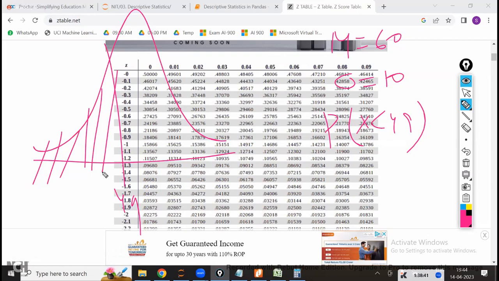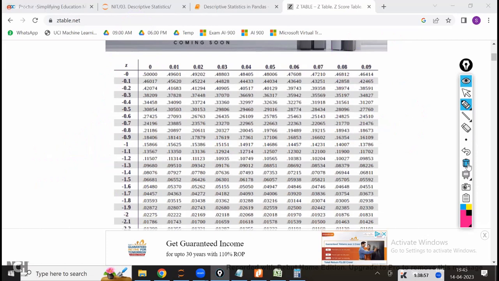Is that clear? It is not a single bar, right? From 0 to 49, it is not a single bar. It is multiple bars, so the multiple bars will be combined. Multiple probabilities will be combined. So always, whatever you get in the Z table, everything is a cumulative probability only.